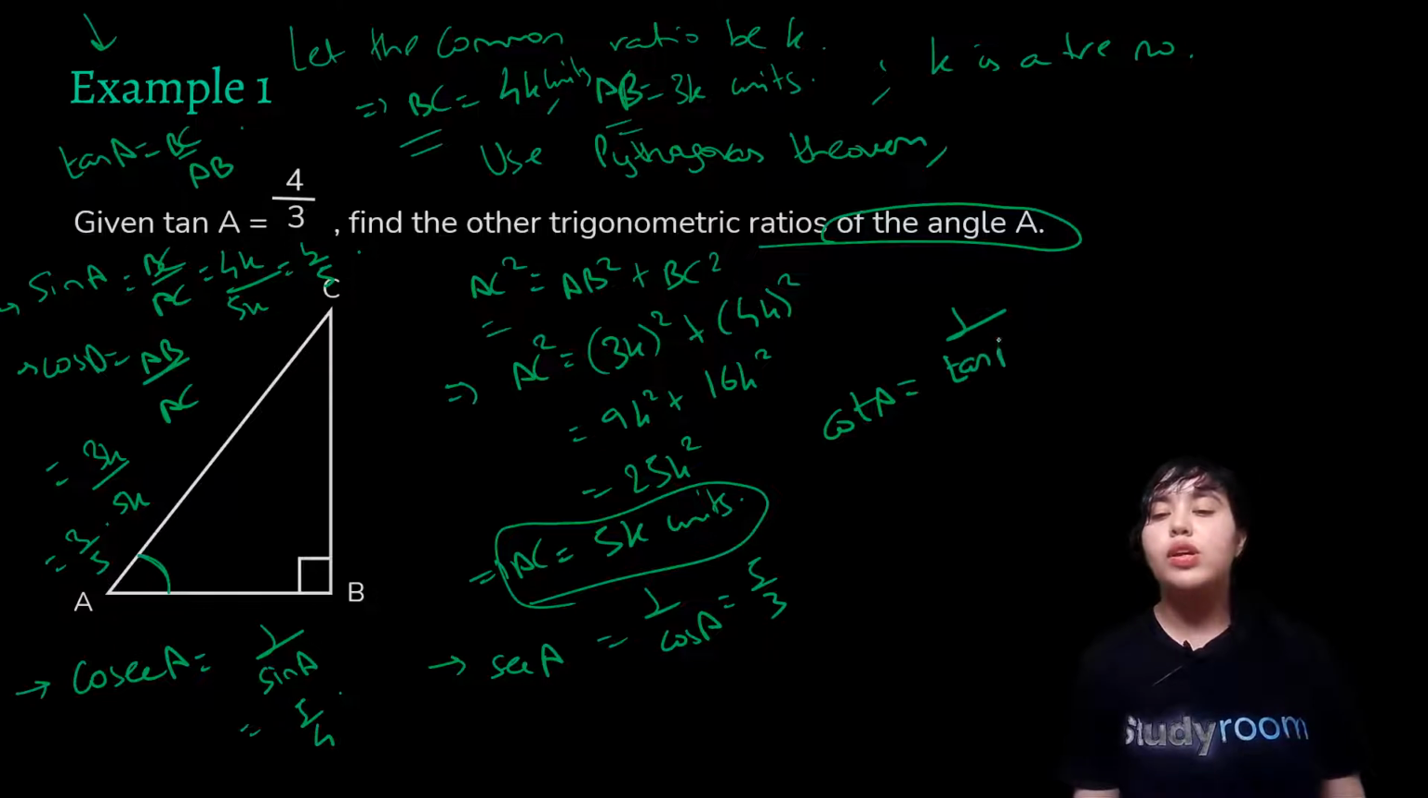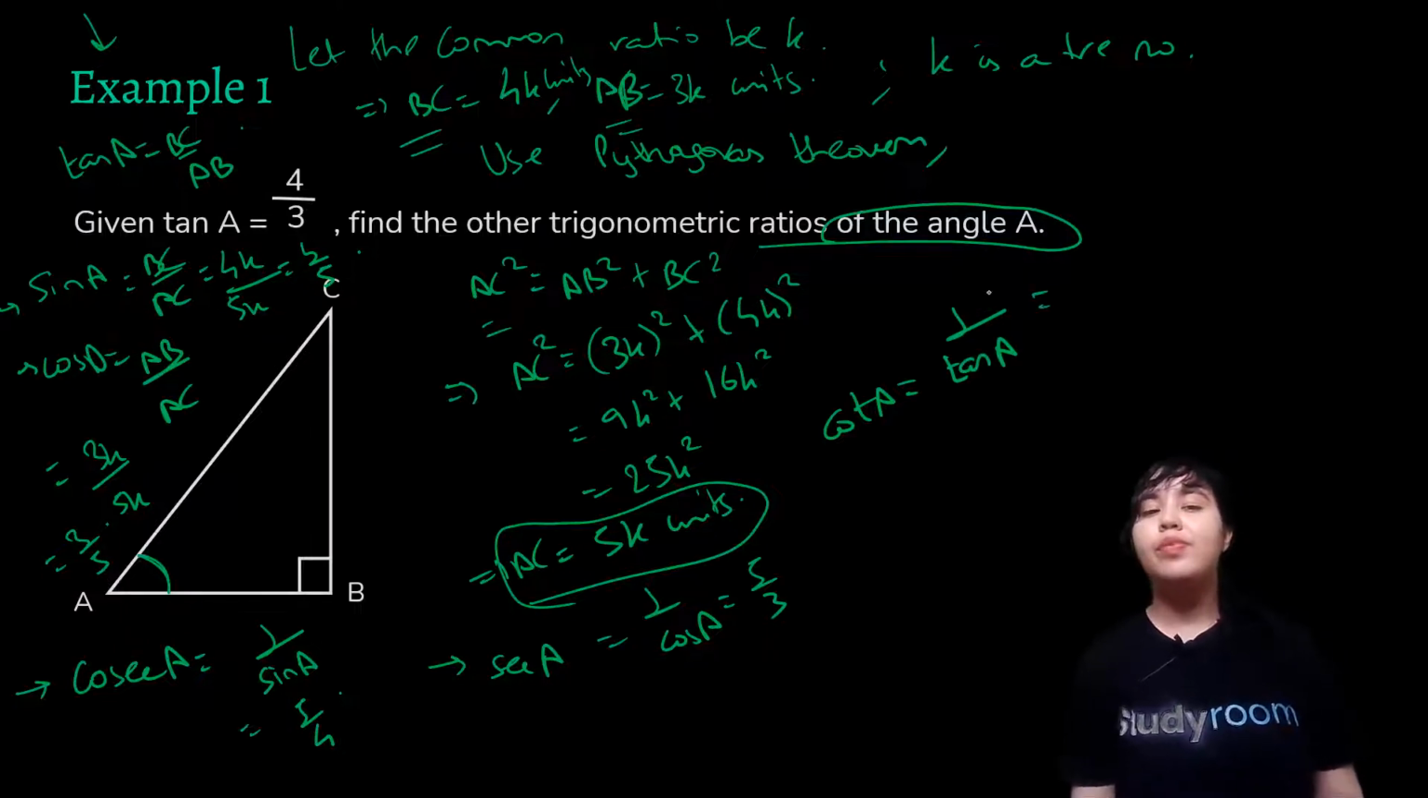Cot A is what? 1 upon tan A. And what was tan A? It was 4/3. It is given to us. So if you take the reciprocal of it, that is 3/4.